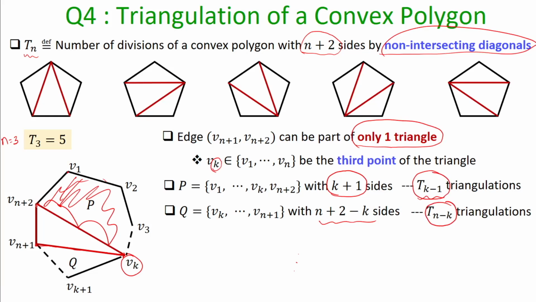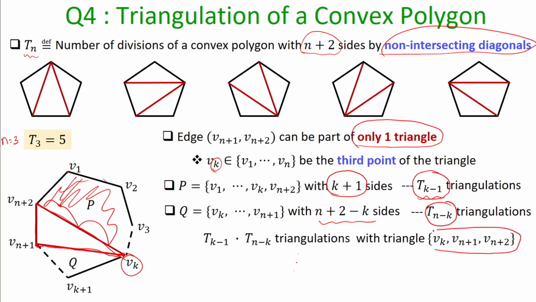So these many triangulations for P and these many triangulations for Q, along with the triangle whose three vertices are Vn plus 1, Vn plus 2 and Vk, give me all possible triangulations where one of the triangles has side Vn plus 1, Vn plus 2, and the third vertex of that triangle is Vk. So from the product rule, the total number of triangulations with this being one of the triangles is T of k minus 1 into T of n minus k.